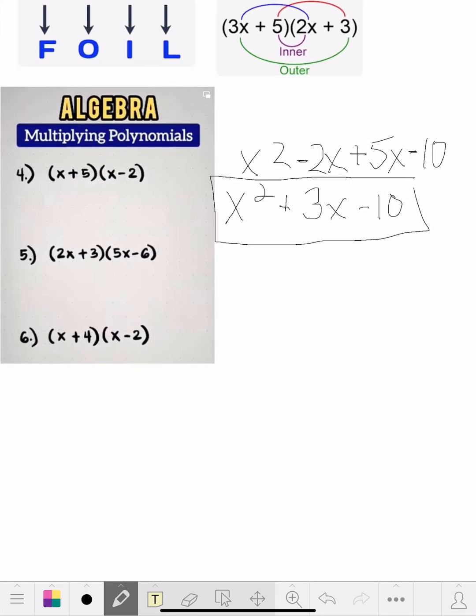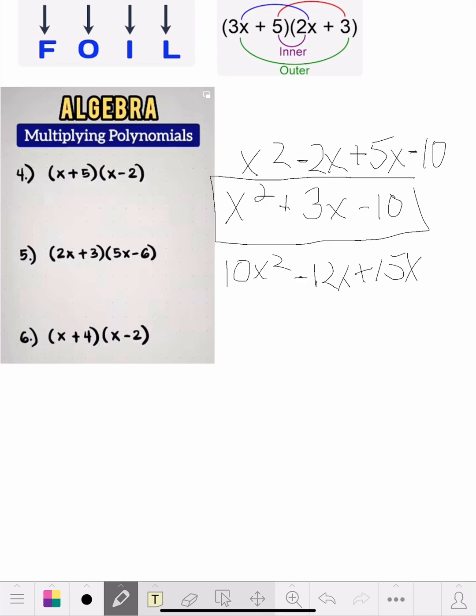So, the first ones are going to be the 2x and the 5x. They're both positive, so it's going to be 10x squared. Now, we're going to go to the outers. You've got a 2x and a negative 6x. A negative times a positive is going to be a negative, so it's going to be negative 12x. Now we're going to go to the inners. We've got a positive 3 and a positive 5x. It's going to be positive 15x.